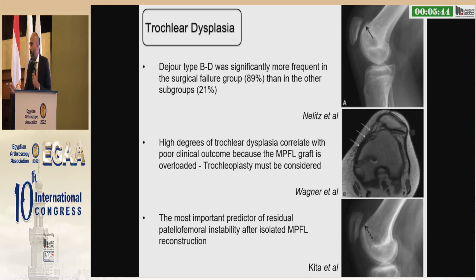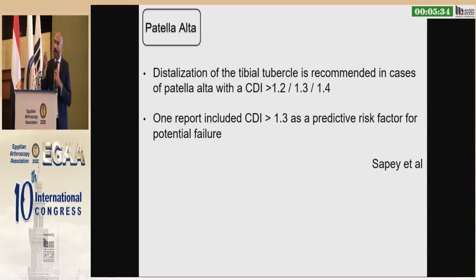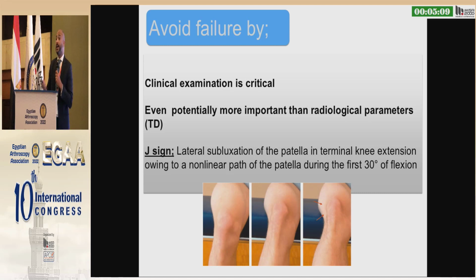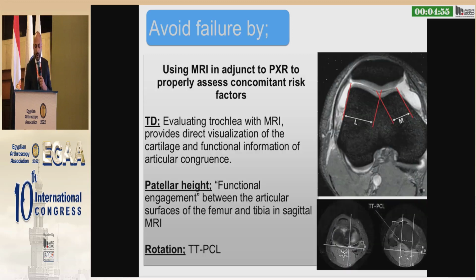So not a radiological parameter, not only trochlear dysplasia or even severe trochlear dysplasia, but any trochlear dysplasia with a J sign is a predictive risk of failure. Literature has discrepancy in defining what is the index of the Caton-Deschamps index that might necessitate distalization of the tibial tuberosity. But one report included that above 1.3 CDI is the second most common predictive risk of failure. And definitely above 20 in the TTTG distance, we had a trend towards worse outcomes. So avoid failure by clinical examination of your patient. Don't depend only on radiology. A J sign with trochlear dysplasia doomed this patient to fail, so you need to address the trochlear dysplasia before attempting to reconstruct your MPFL.